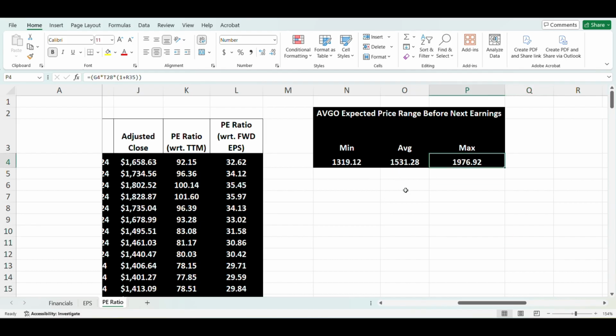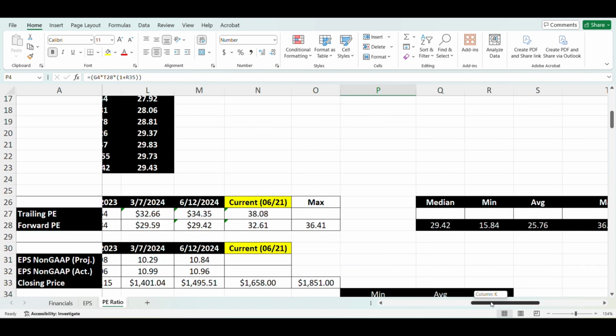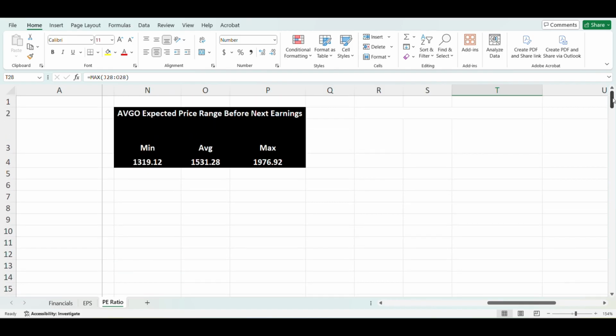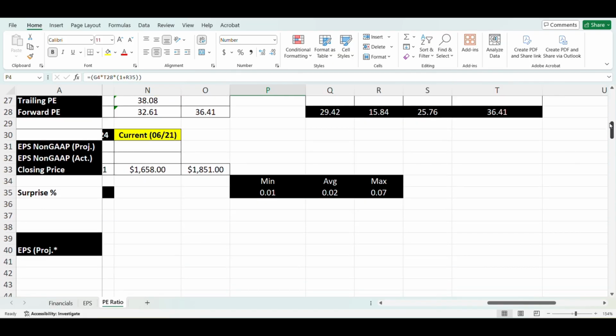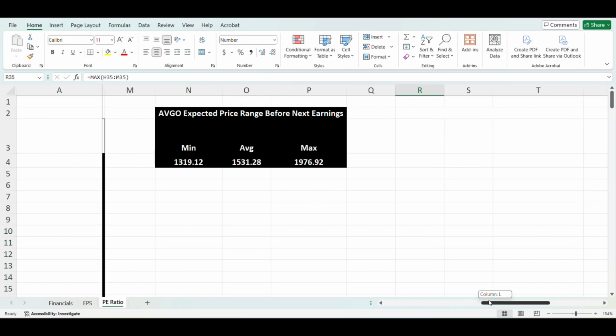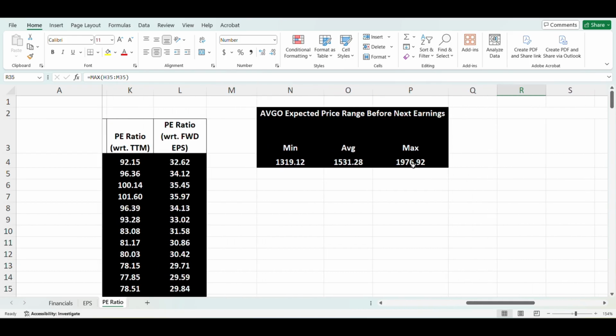And the third one is the maximum. Same formula: G4, that is the EPS forward, times T28, that is the forward PE, the maximum value for the last 6 quarters, including the all-time high. And the third factor is the earning surprise. So that gives me the maximum price projection for AVGO, 1976. This means that I'm not expecting AVGO to go above 1976 before the next earnings.